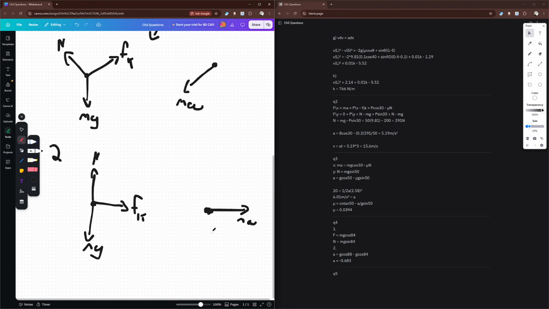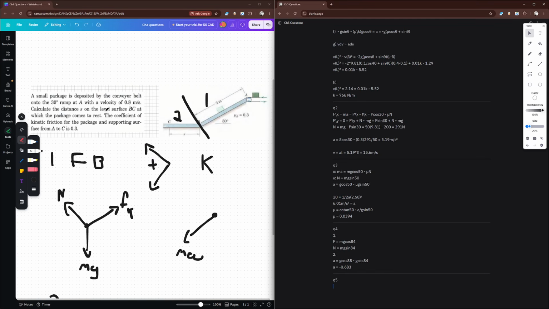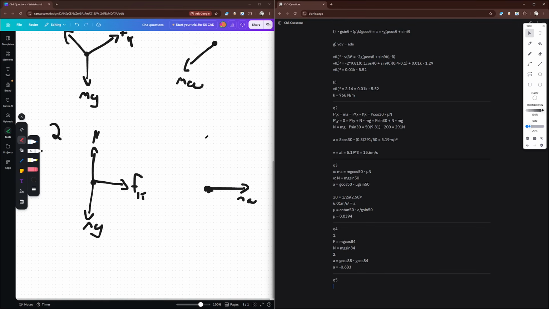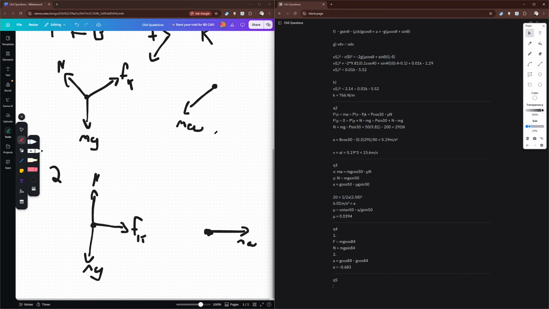Okay. Time to calculate. Let's go back up. We have velocity and we have a distance. This is hinting towards kinematics, by the way. We know S naught is 0. S final is 2. VF is 0.8. It's constant. But we'll get to that when we need it. Let us do our force analysis.